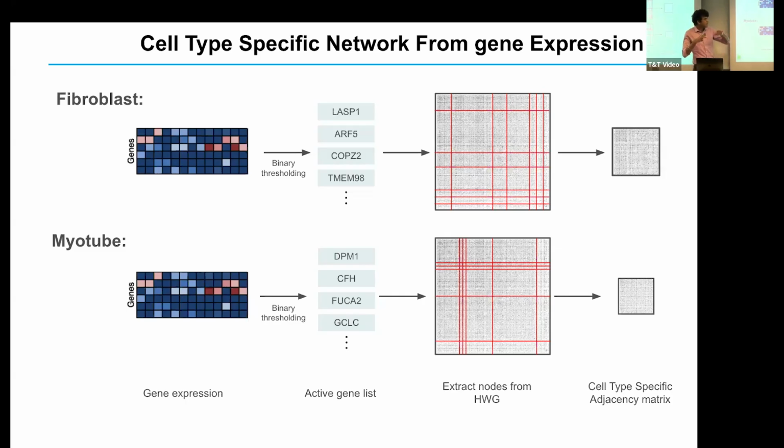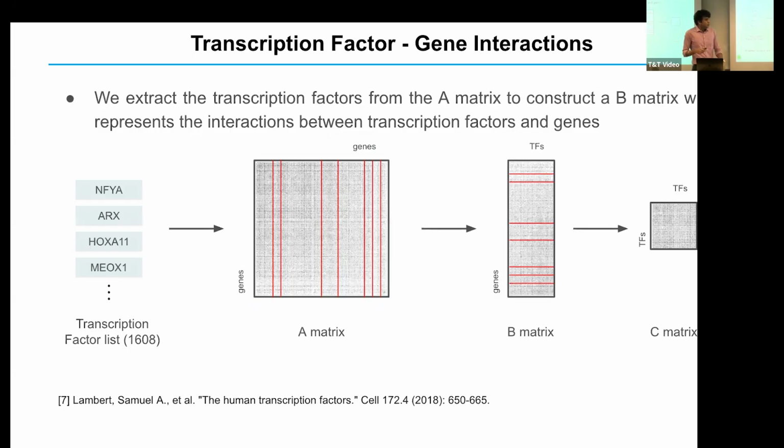You can think of it as extracting these nodes from the original hardwired genome to get a smaller matrix, which is also gene by gene, but these genes are expressed in a particular cell type. So we get the interactions for a particular cell type. Here we can see the network for myotube, and here we see the network for fibroblasts. Why we chose these two, I'll explain further. Now we have the cell type specific matrices.